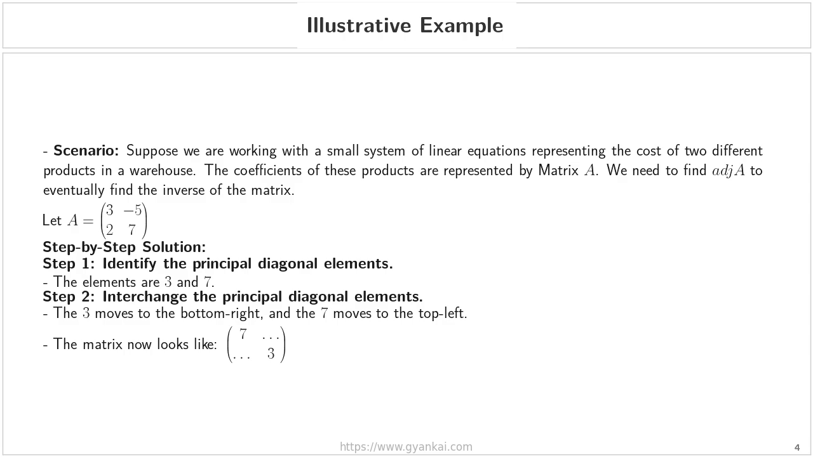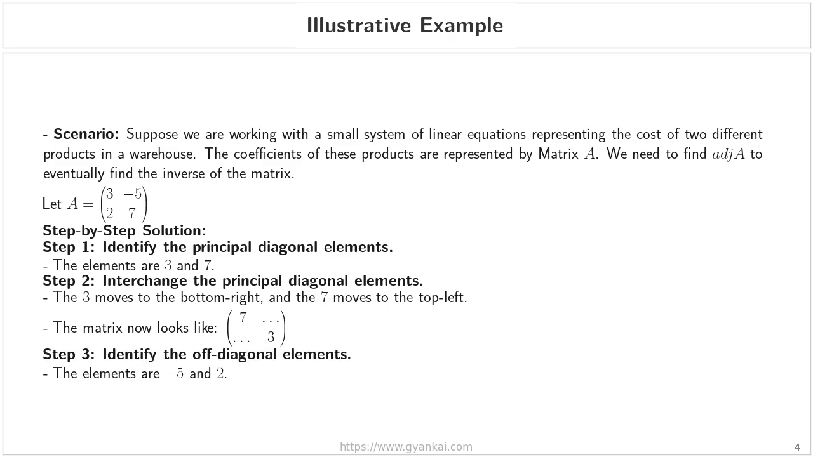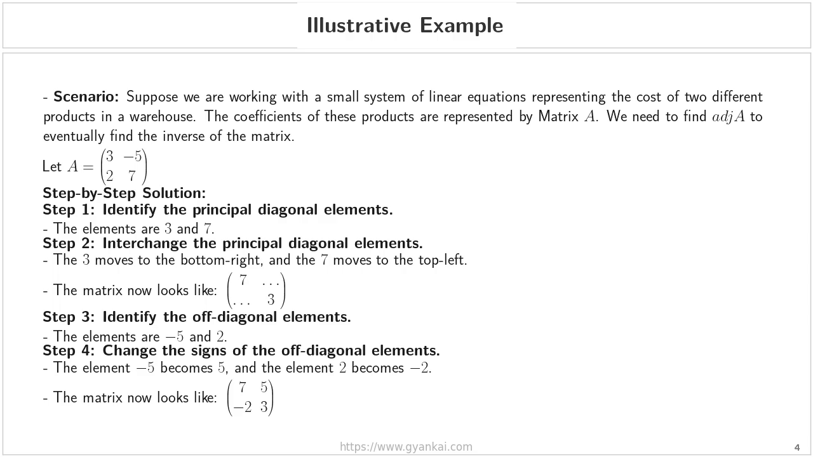7 is in the top left, and 3 is in the bottom right, with the other positions still to be determined. Step 3. Next, we identify the off-diagonal elements. These are the elements that were not part of our diagonal. Looking at our original matrix, these are -5 and 2. Step 4. This is a crucial step where we change the signs of these off-diagonal elements. Be careful here, as we will emphasize in our next slide regarding common mistakes. We only change the sign, we do not move them. Our -5 becomes +5, and our +2 becomes -2.